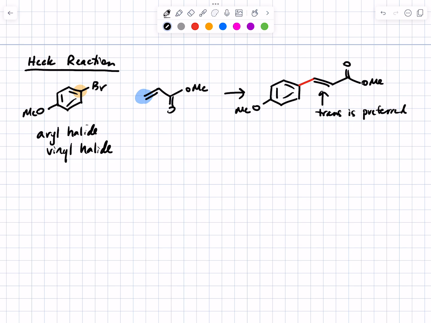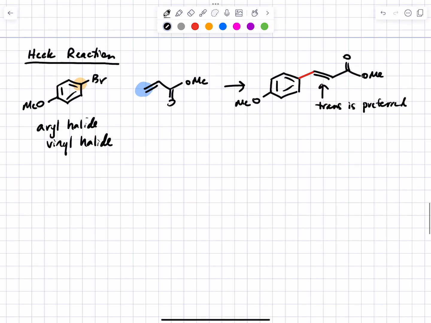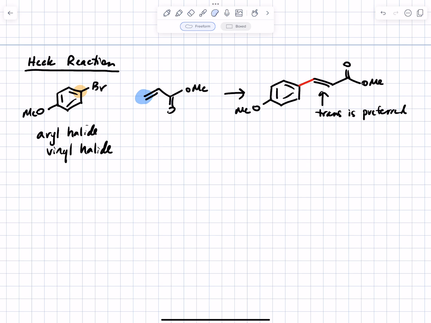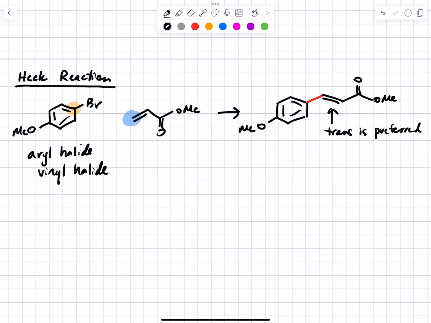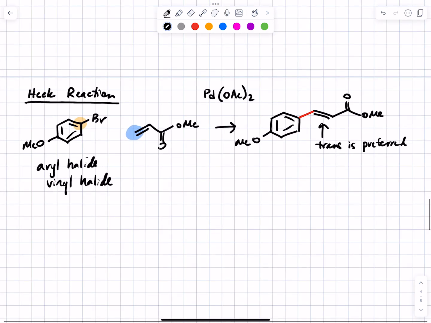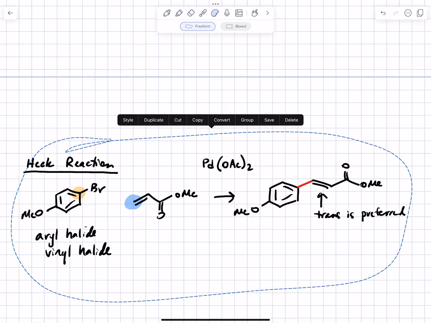And I'll show you a reason for this when we talk about the mechanism. The Heck reaction was discovered around the same time that the Suzuki reaction was discovered, and like the Suzuki reaction, it is catalyzed by palladium. The conditions Professor Heck used were palladium acetate, and I'll draw what a palladium acetate complex looks like.